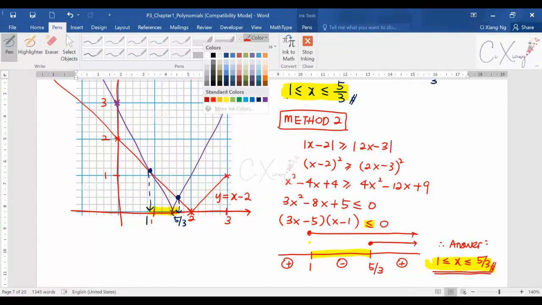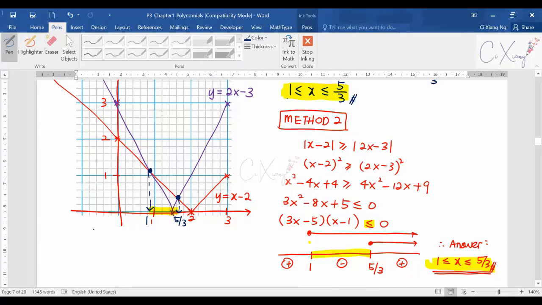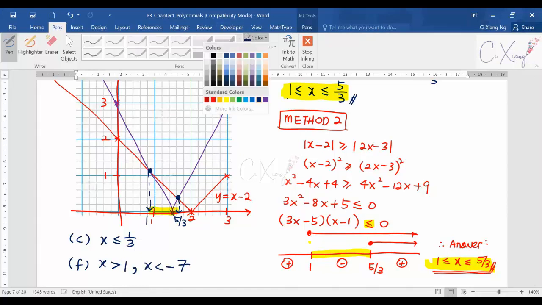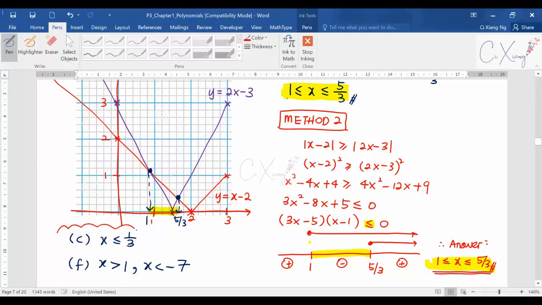After this video, what you need to do is try 2 examples, part C and also part F. The answer for part C should be x smaller than or equal to 1/3. And the answer for part F should be this one. Please have a try and see whether you can understand all this or not. Can I get an answer or not? If cannot, again, please make sure that you ask me through Facebook Messenger.